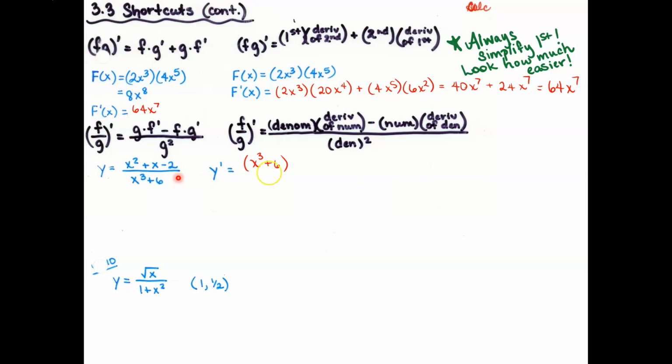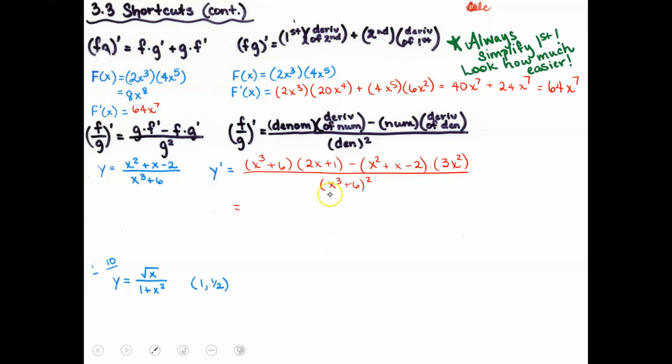Okay, so for this one, let's take our denominator and let's multiply it by the derivative of our numerator. So the derivative would be 2x plus 1 plus 0, so 2x plus 1. So denominator times derivative of numerator minus numerator times the derivative of our denominator. So the derivative of x cubed plus 6 would be 3x squared. And we're going to put that all over the denominator squared.